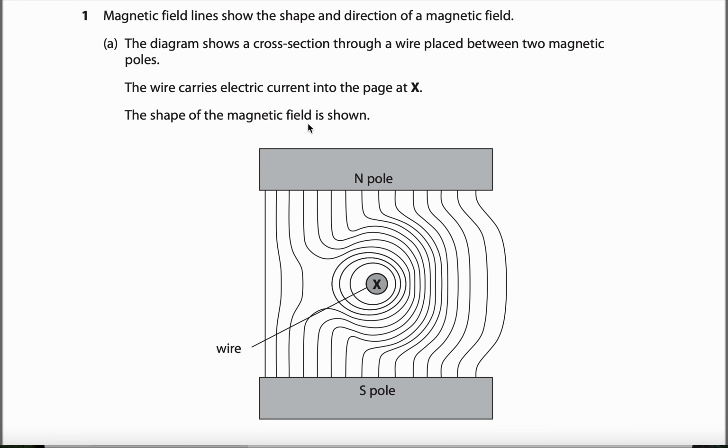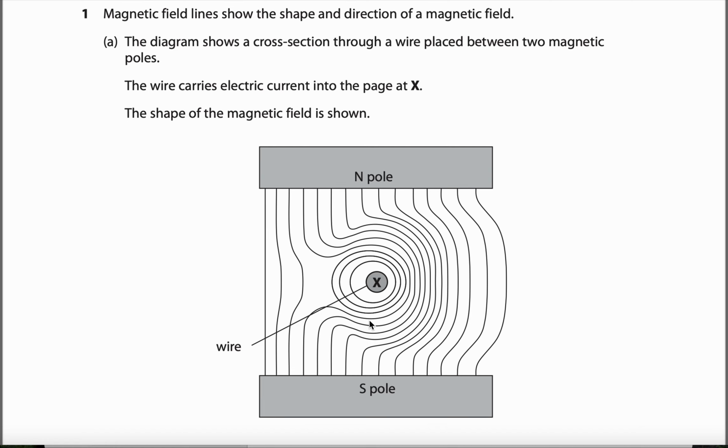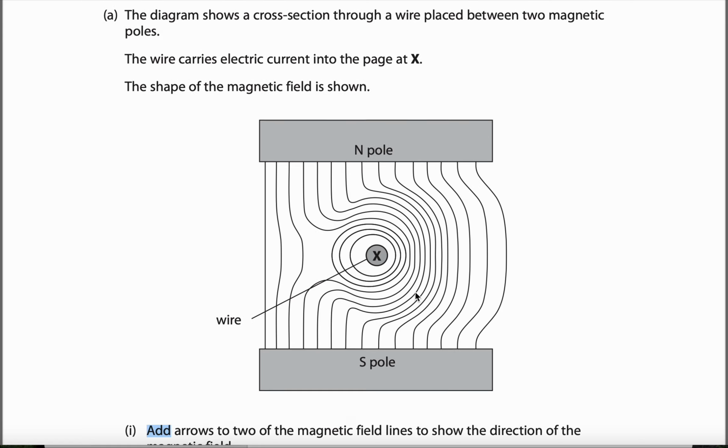Okay, so the wire carries the electric current into the page, as they said, and the shape of the magnetic field is shown, and it's a combination of the North Pole and South Pole having a uniform field and a circular magnetic field due to the wires. They interact with each other and produce a strong magnetic field here and a weak magnetic field on this side, and therefore the object which is freest to move, in this case the wire, will be deflected at right angles to the field lines in this direction.